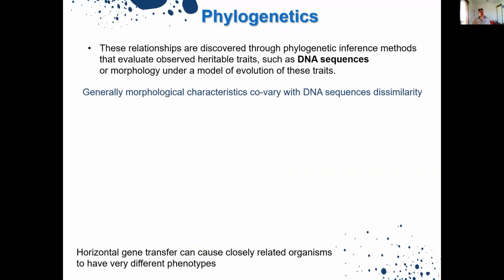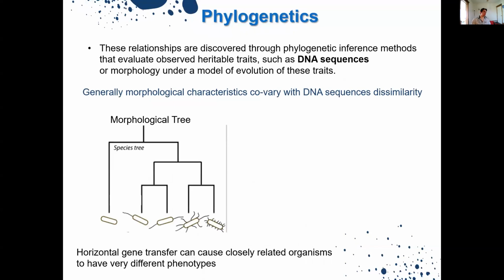These relationships are typically discovered through phylogenetic inference methods that can evaluate observed heritable traits, such as DNA sequences or morphology, under a model of evolution of these traits. Generally, morphological characteristics co-vary with DNA sequence dissimilarity.